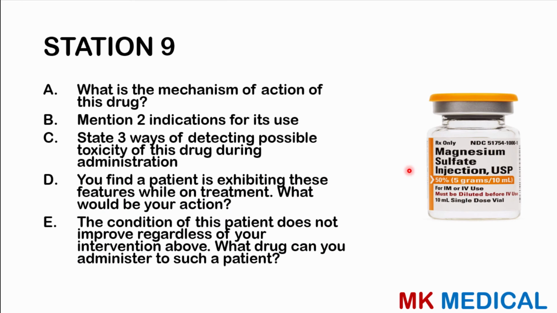Then station 9, what is the mechanism of action of this drug? Mention 2 indications for its use. State 3 ways of detecting possible toxicity of this drug during administration. You find a patient is exhibiting these features while on treatment. What would be your action? The condition of the patient does not improve regardless of your intervention. What drug can you administer to such a patient? So take your time, pause the video if you so may, but here comes the answer.